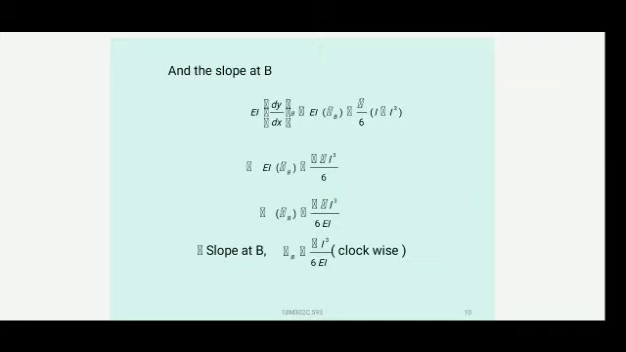And the slope at point B, EI into dy by dx at B, EI into theta B, is equal to W by 6 into (L minus L) cube. You can see the slope equation.